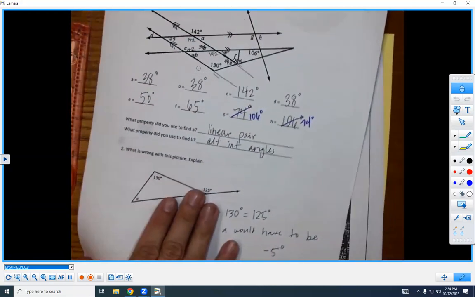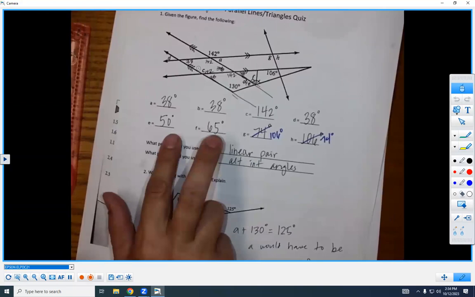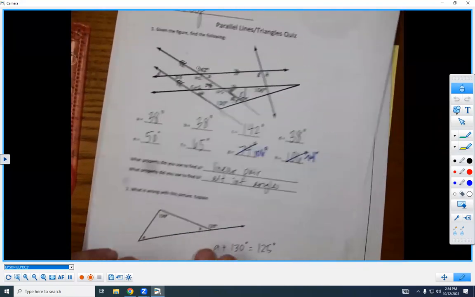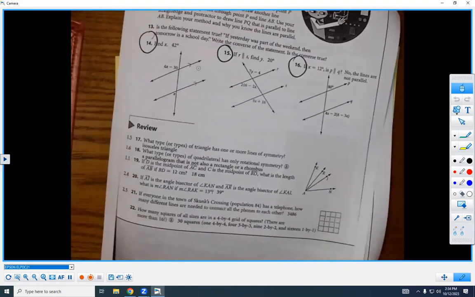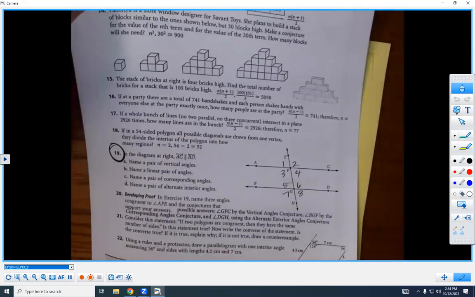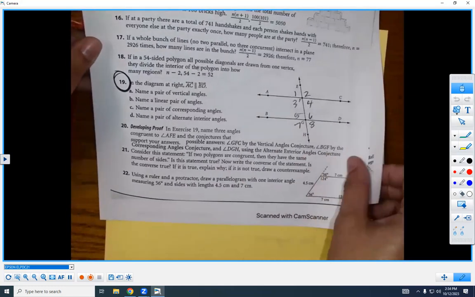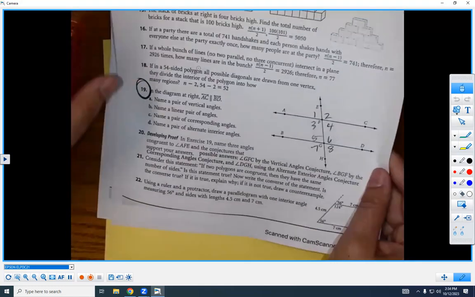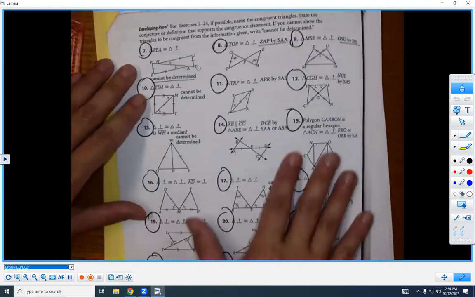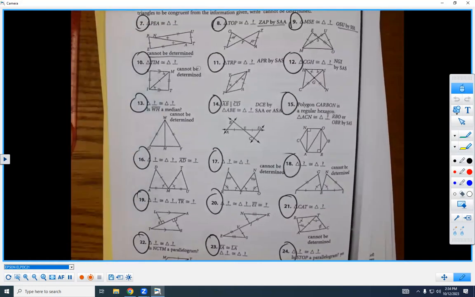Okay, back to the review. I just want to make sure that we're good with that, because I think half of y'all missed that one. Let's see. Same thing, I think we're good with that by this point. Naming all the different types of angles on parallel lines. What about the triangle stuff? The congruencies? What do you think about those?